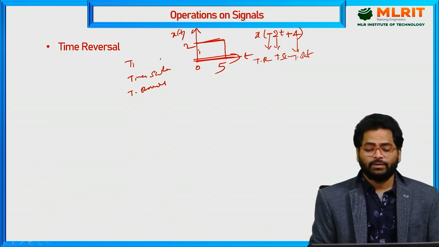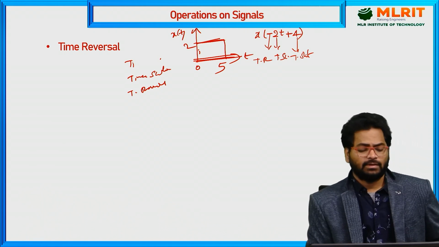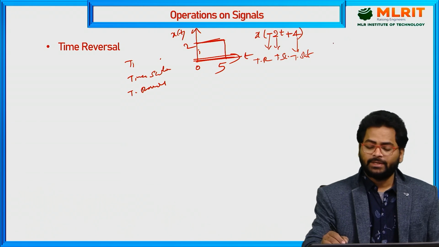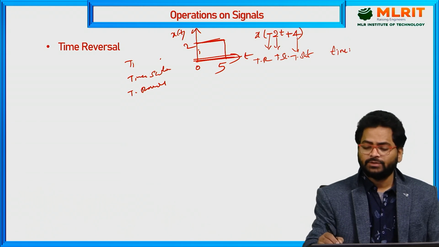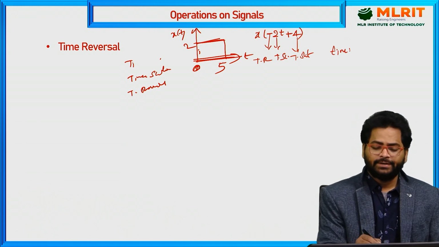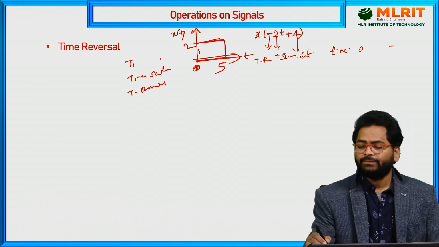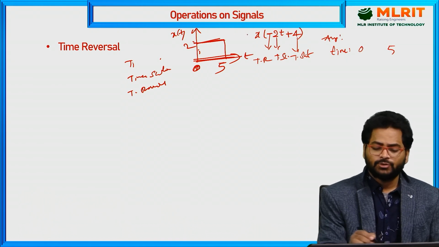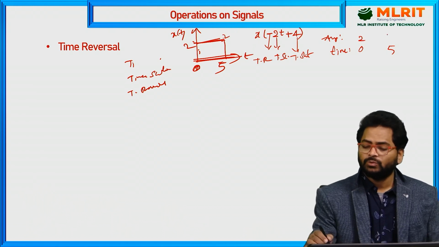So for this one, what are we supposed to do? First of all, make a table. First write the time values: I'll have 0 and 5. Now what are the amplitudes? At 0 the amplitude is 2, and at 5 it is also 2. The amplitudes are 2 and 2.